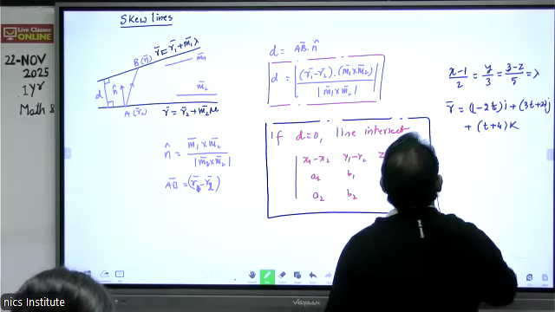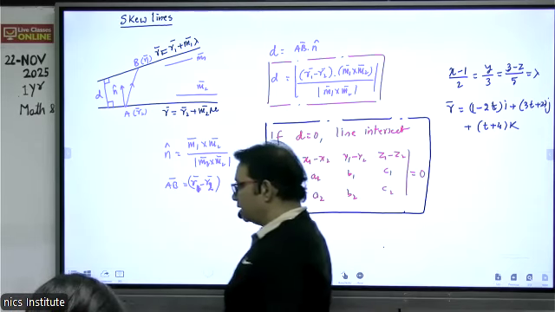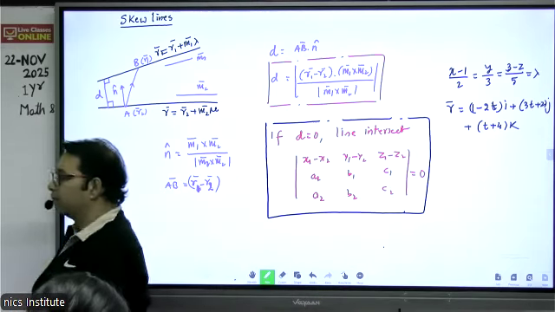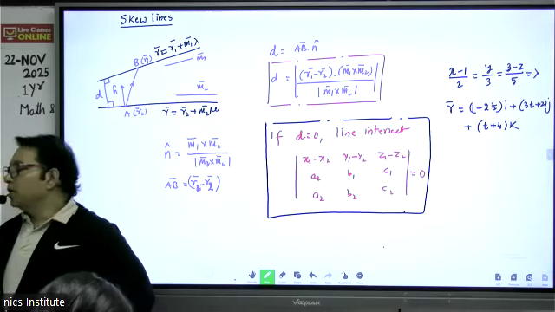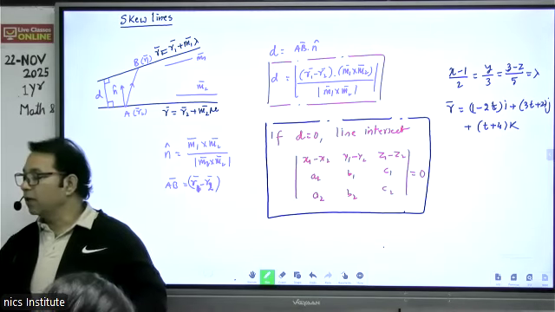These are two lines given to you. The question is to find the distance between them. Find the shortest distance between these two lines. कर लो आराम से.